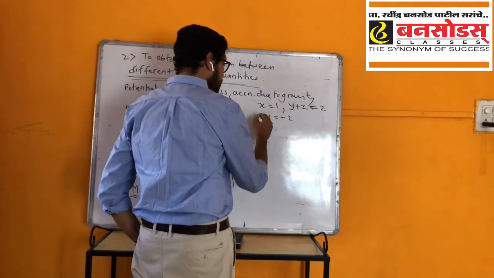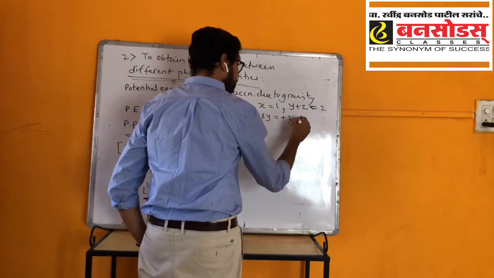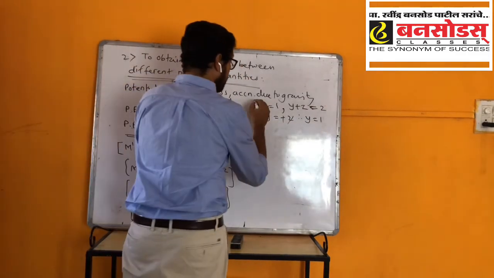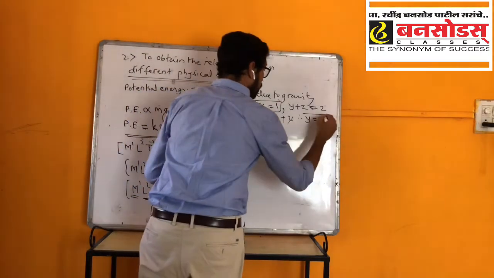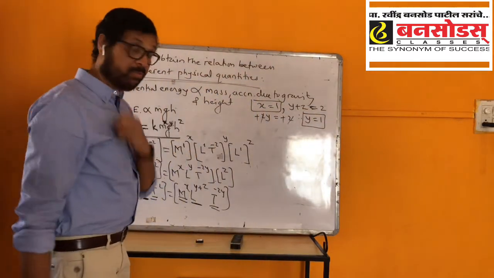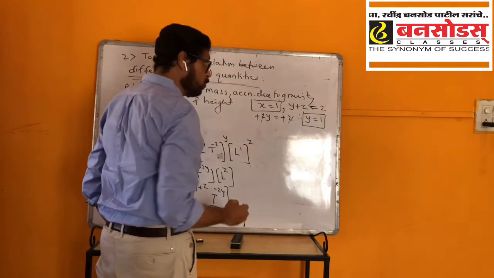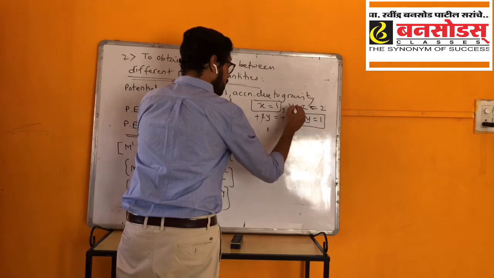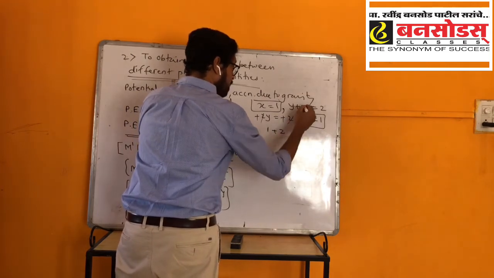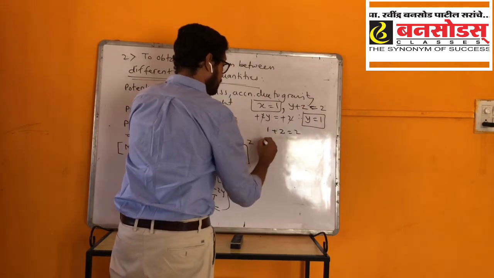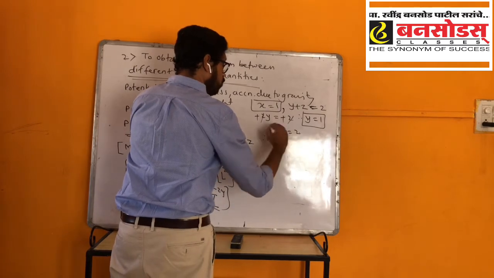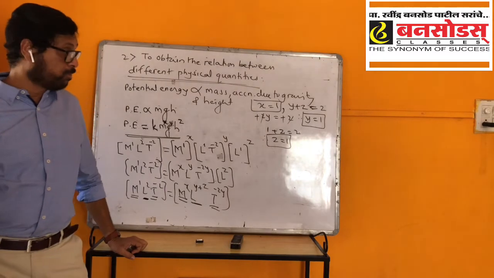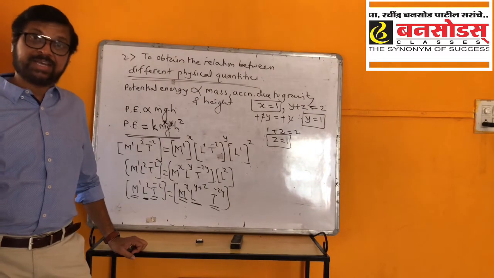Minus 2y is equal to minus 2 means y is equal to 1. So you got x is equal to 1, y is equal to 1, and y plus z is equal to 2. So put this value of y here. So 1 plus z is equal to 2. Therefore, z is equal to 2 minus 1, that is 1. So you got the values of x, y, and z.